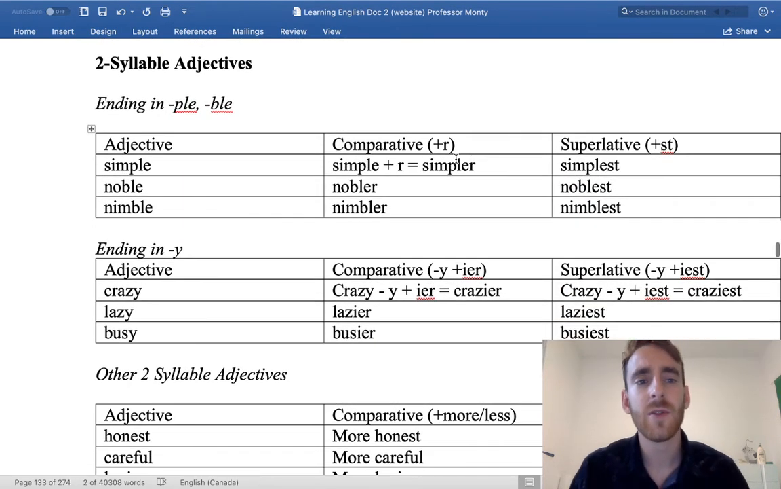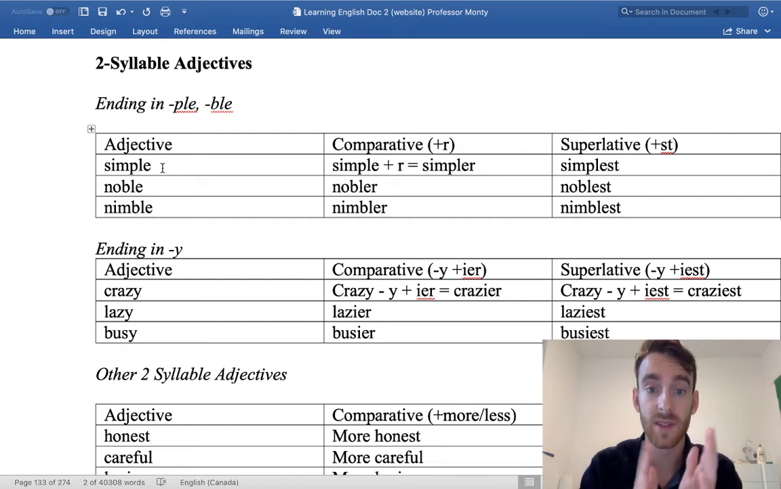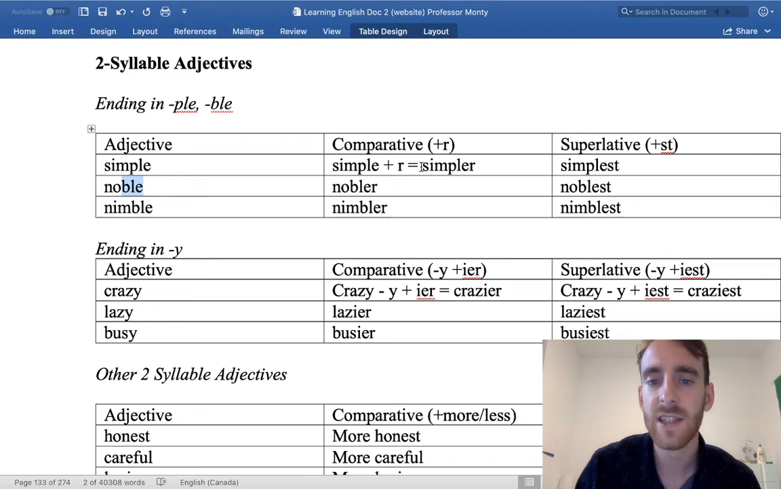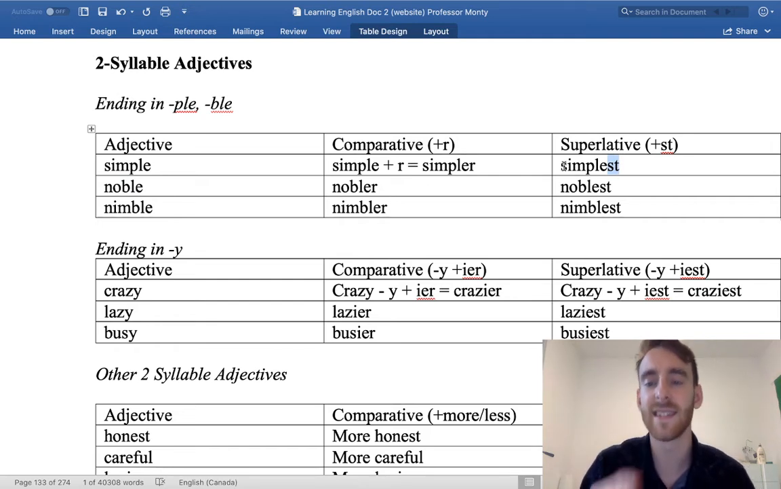Now talking about 2-syllable adjectives, so not 1 syllable, now 2. For example, simple. We just want to add, when it ends in PLE or BLE, like simple or noble, just add an R. So it becomes simpler. Or just add ST here, simplest, or nobler, noblest. Okay, this is the simplest lesson on my channel. Maybe not, I don't know. But that's an example, okay?